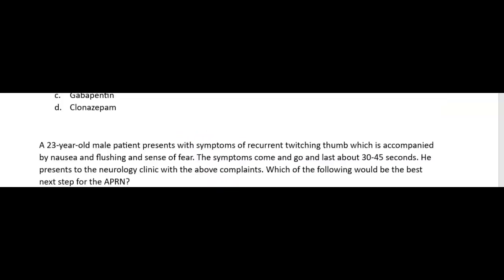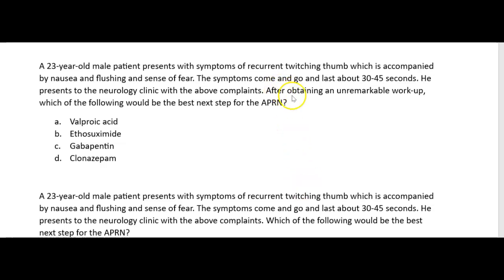So let's do this again, a different way. So this one says the same thing. It's the same scenario, all of the above. The difference is that when you get to here, it says, which of the following would be the best next step for the APRN? You'll notice the difference from the question above that we saw, which said after obtaining an unremarkable workup, okay? But let's say this is how the question read. Which of the following would be the best next step for the APRN?